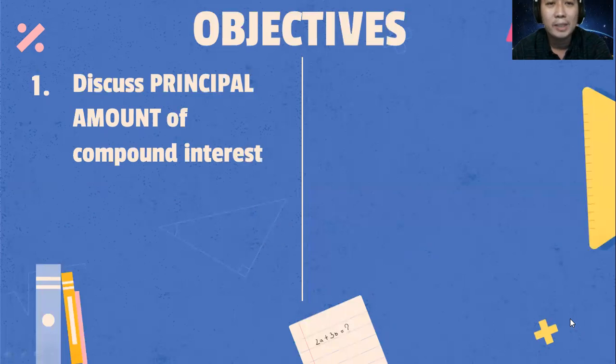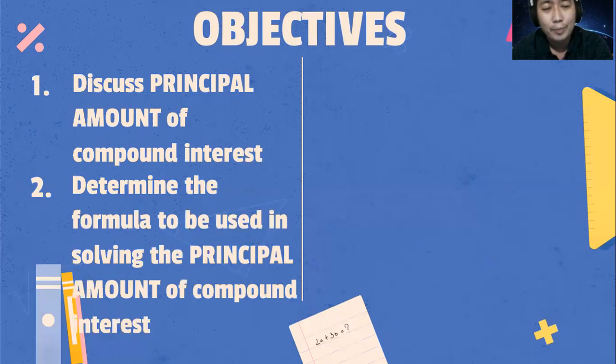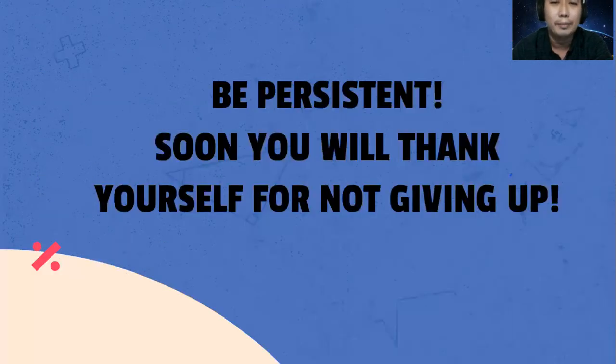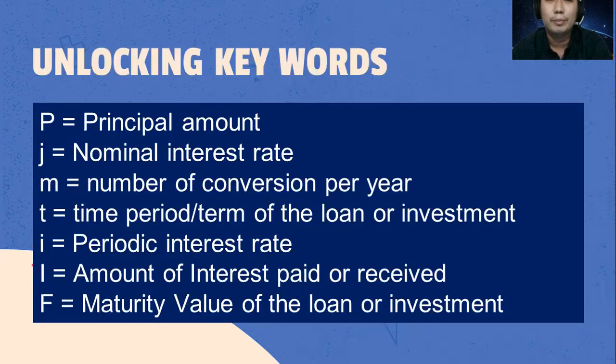What are the objectives of this lesson? Number one, discuss principal amount of compound interest. Number two, determine the formula to be used in solving the principal amount of compound interest. And number three, solve the value of principal amount of compound interest. Always remember, be persistent. Soon you will thank yourself for not giving up.